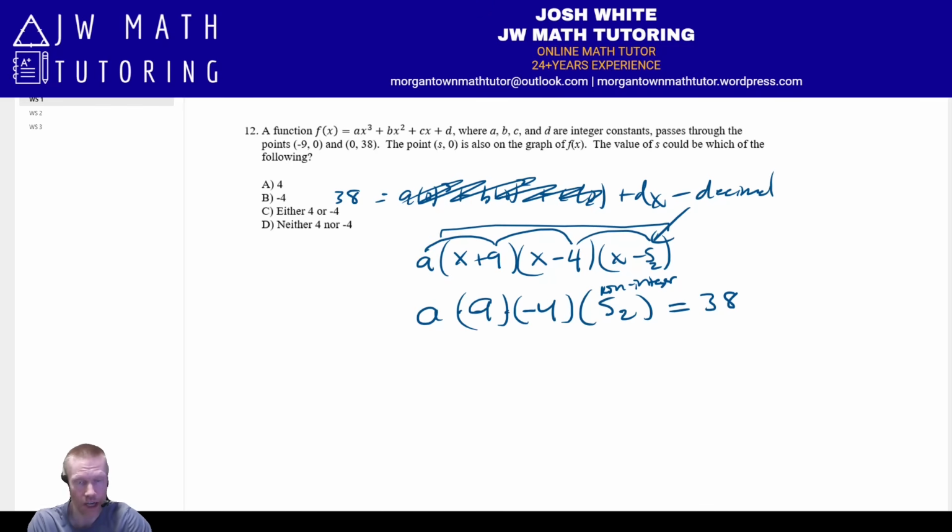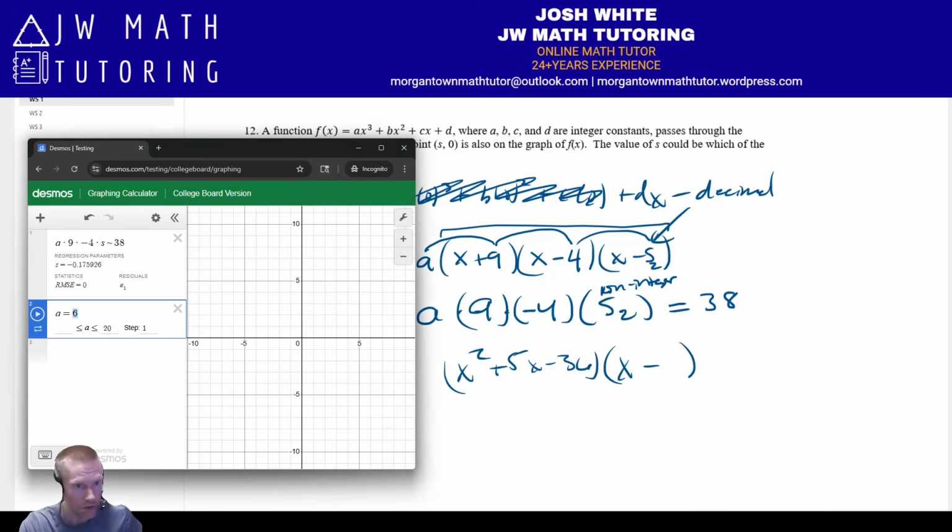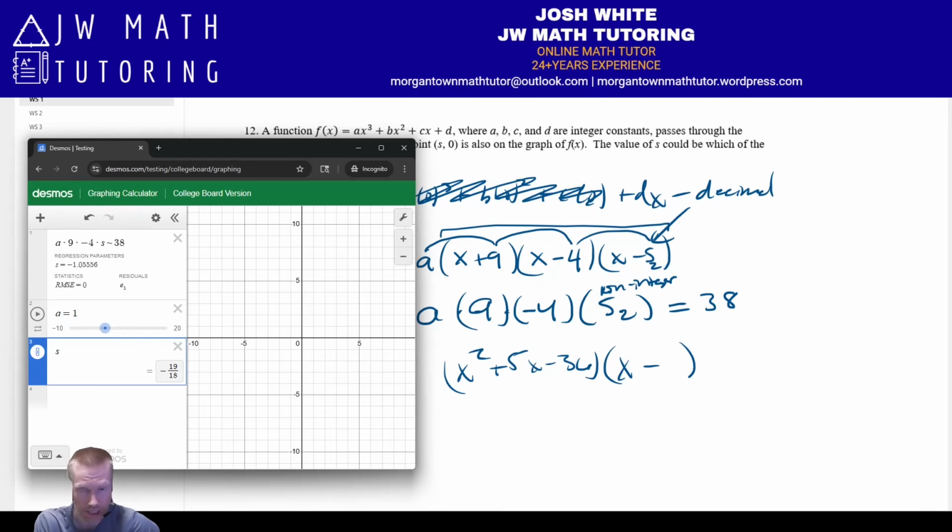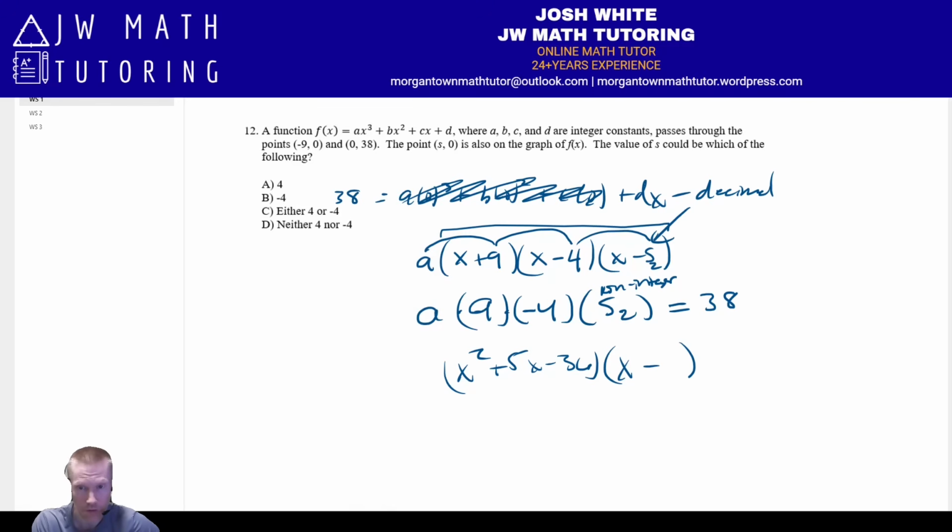In other words, just say A is 1, so we'll ignore that. And then you have the x squared plus 5x minus 36. And then over here, you've got x minus, and I'll just jump back to Desmos. When we said a equal to 1, the other thing is that number. What is it here? It's negative 19 over 18. So if we're going to set this up, negative 19 over 18, basically it would look like this.